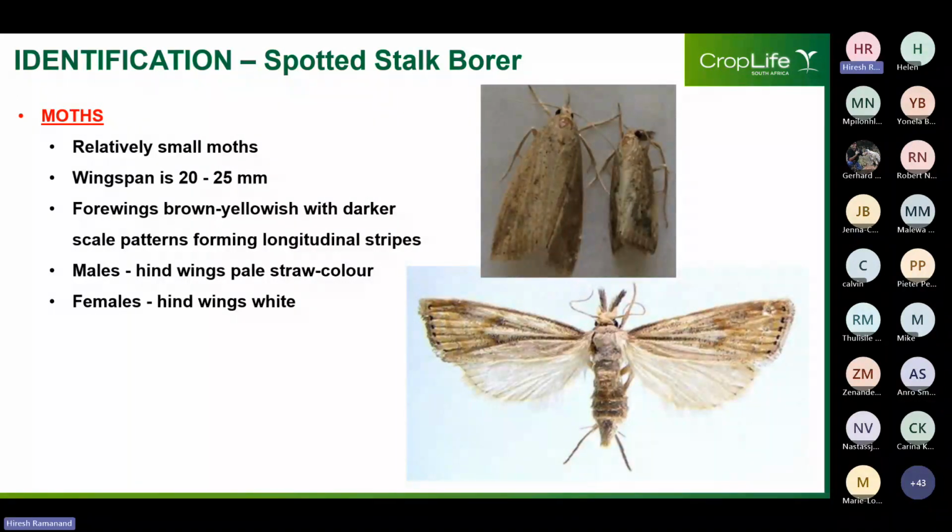I couldn't quite find one with the females showing the hindwings, but with the males here, we can also see that pale straw color that comes through. And I think that comes with some entomological training as well, to spot those differences.